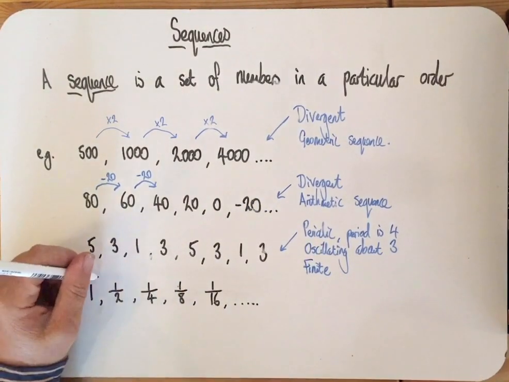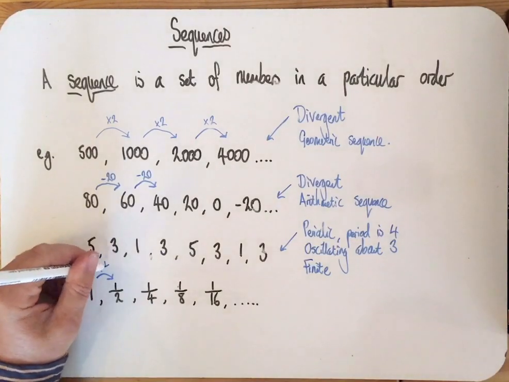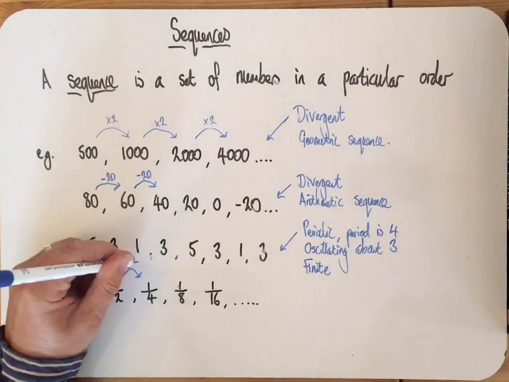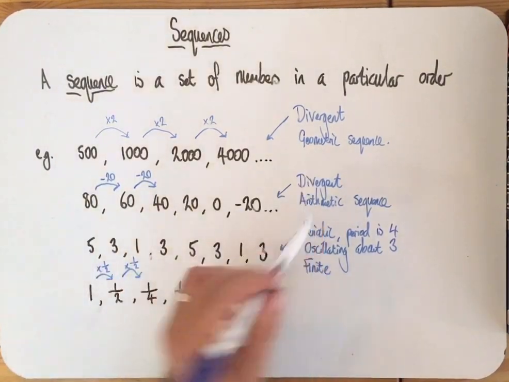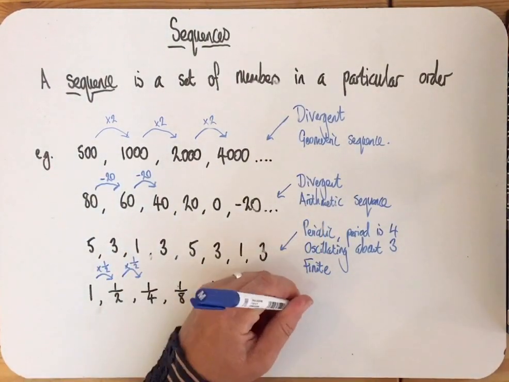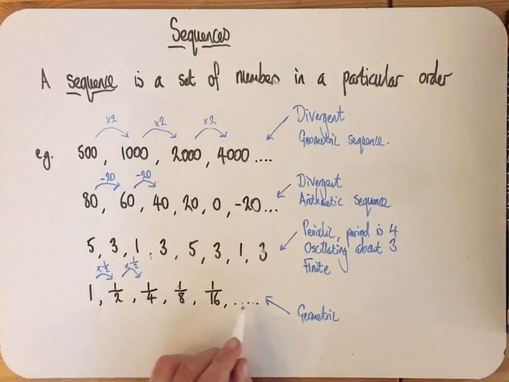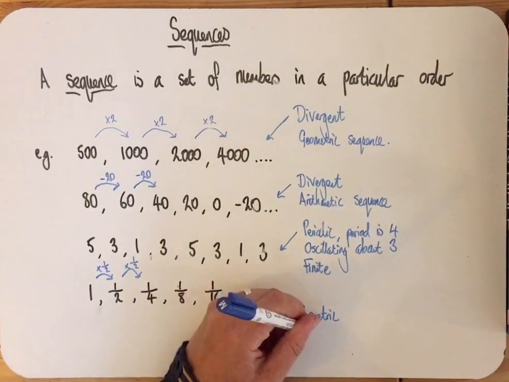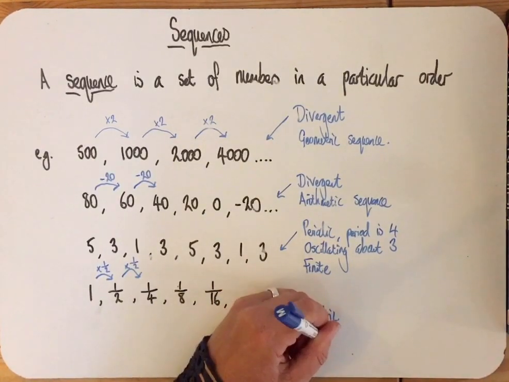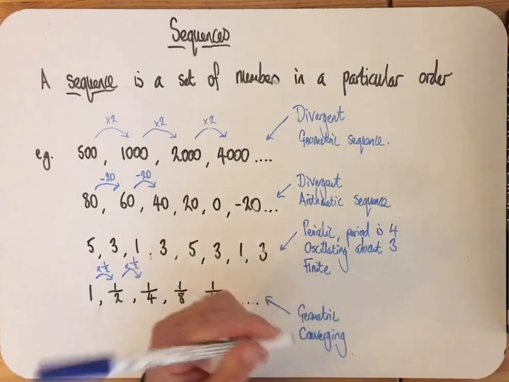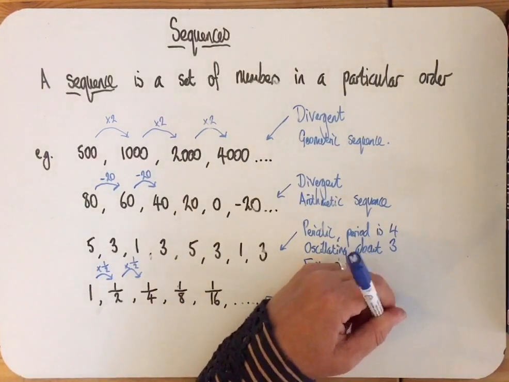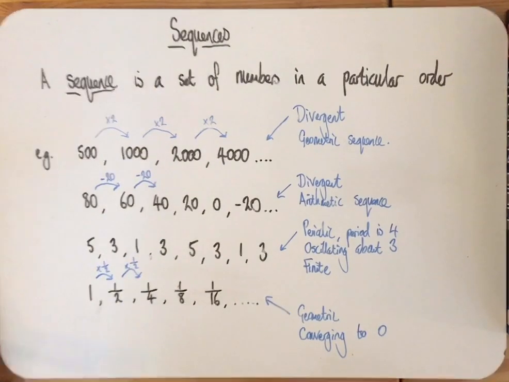This one, we're on times a half, times a half. So it's a geometric sequence. And I think it's quite easy to see that it's going to be converging. So the numbers as you go through get closer and closer to 0. So it's converging to 0. And we can look at the sums of those as well, but we'll do that as we go through. So that's your terminology. I don't think there's anything else you need particularly for that.